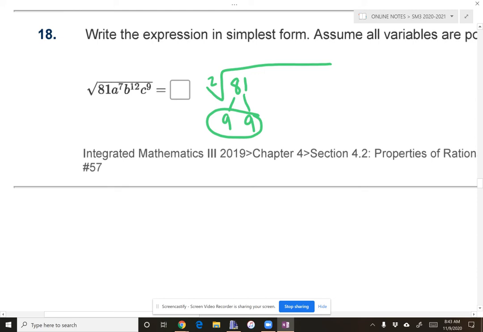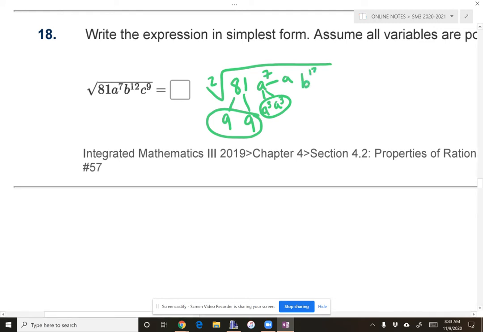Okay. And then we have a to the 7th. And I could sit here and write out a's. Okay. 7 a's and circle them in groups of 2. Or I know that I can have an a cubed and an a cubed. That's 6 a's. And then I have 1 a left over. Right? Okay, because 7 divided by 2 is 3. The most you can do is 3, and you have 1 left over.